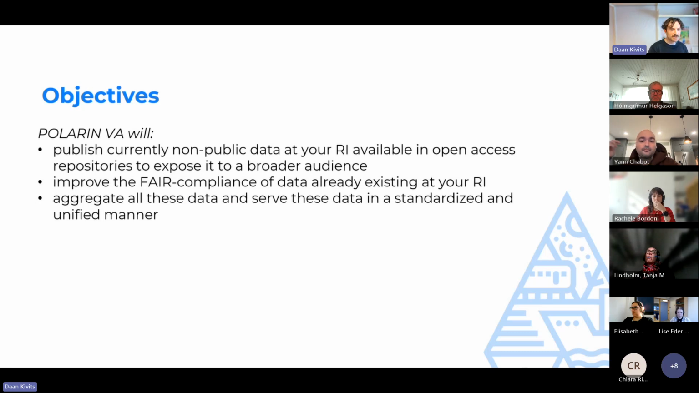We aim to improve the FAIR compliance of the data already existing at your RI. This means that some data might already be published in some public repository, but maybe not in a way that we can use through virtual access in a very useful manner, or that researchers cannot really access or do anything useful with. We also have the objective to aggregate all those data sets, both the data sets that are not public yet and the data sets that might need some FAIR compliance improvements, aggregating all this data and serving it in a standardized and unified manner.